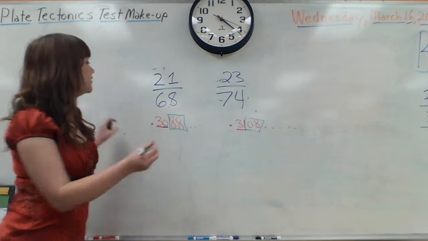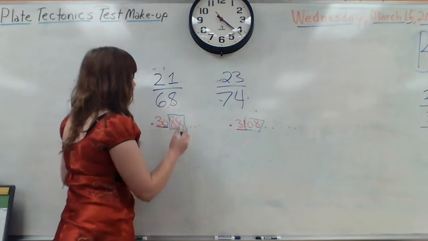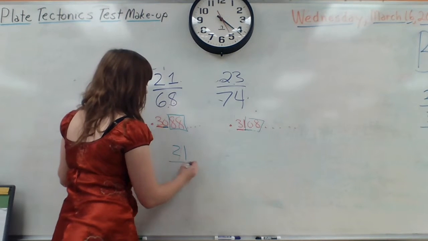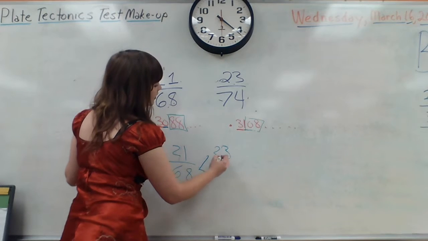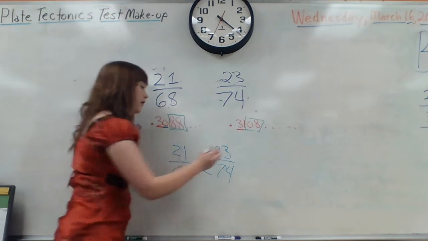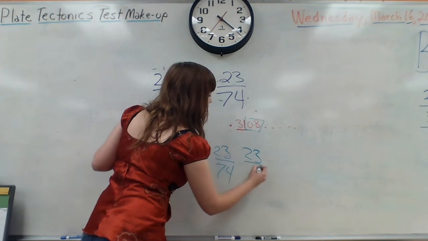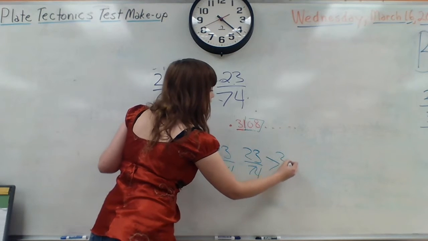In either case, using either method, we were able to determine that 21 over 68 was less than 23 over 74. Or again, 23 over 74 was larger than 21 over 68.